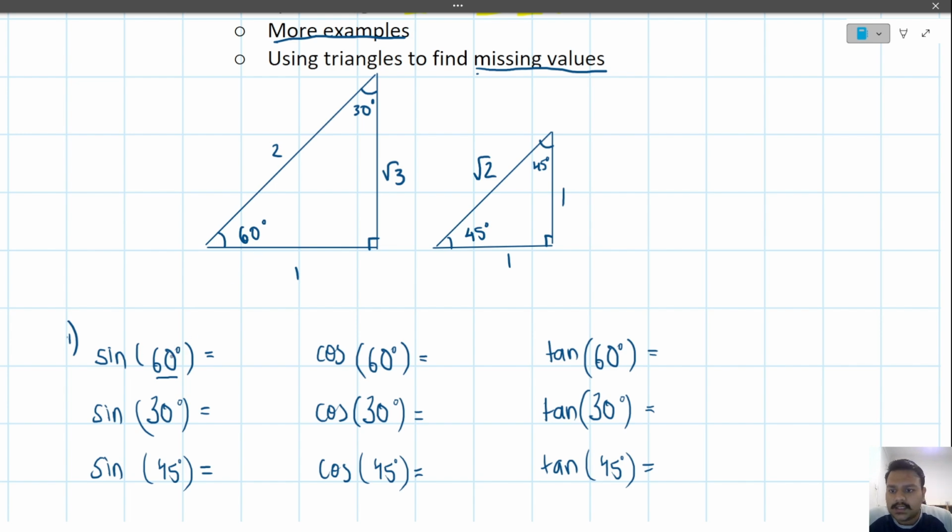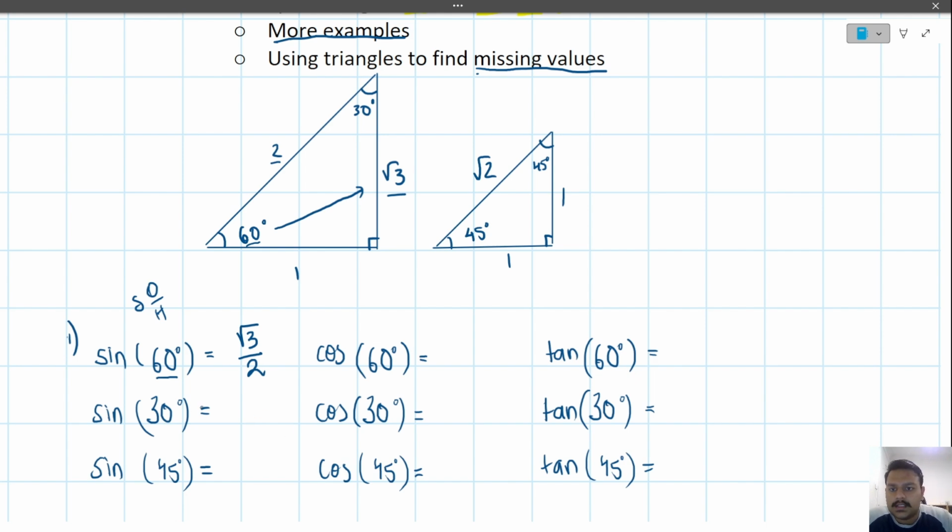Okay. So sine of 60. Well, first I find the angle inside this triangle. Whenever I see sine, this is what's going to be popping up in my mind: I've got to divide the opposite by the hypotenuse. So the side opposite to 60 is this side here, and it has a value of square root of 3. The hypotenuse is 2, which means sine of 60 is simply square root of 3 over 2.